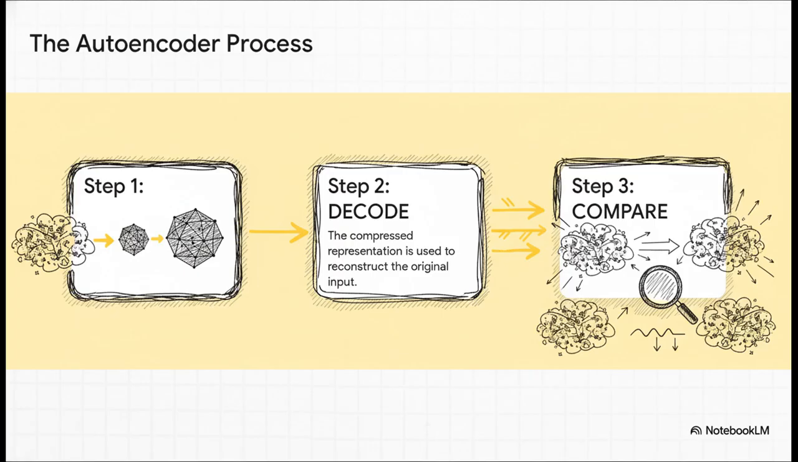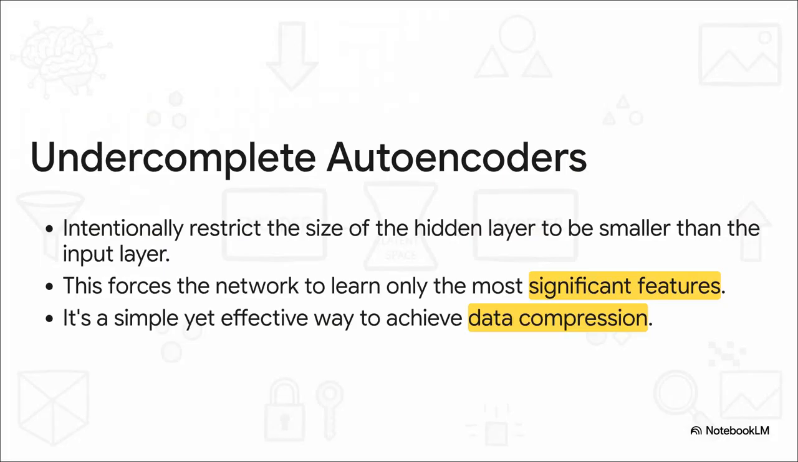It's basically a score for how badly it messed up, and its entire goal in life is to get that score as close to 0 as possible. That's the learning process right there. This leads us to the most straightforward type we mentioned, the undercomplete autoencoder. The name totally gives it away. The hidden layer is smaller, or undercomplete, compared to the input. Think about it. This physical bottleneck is an incredibly powerful constraint.